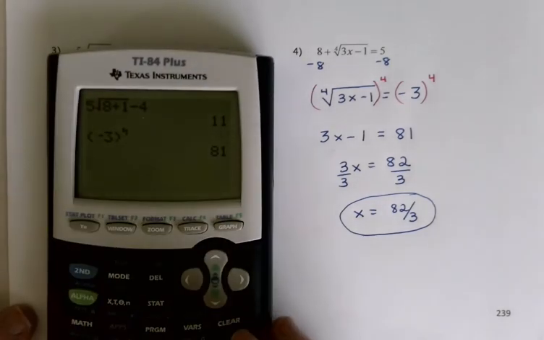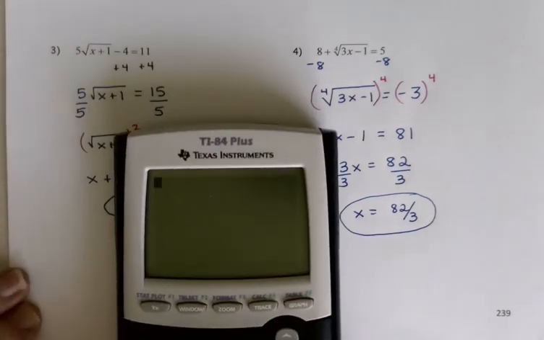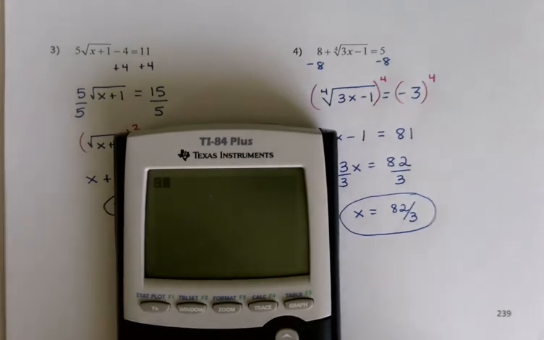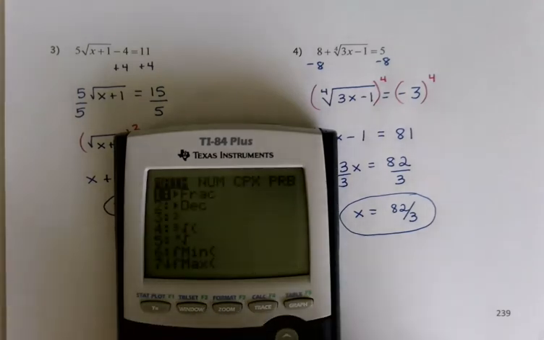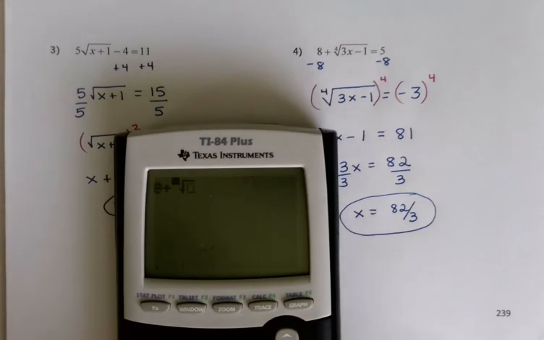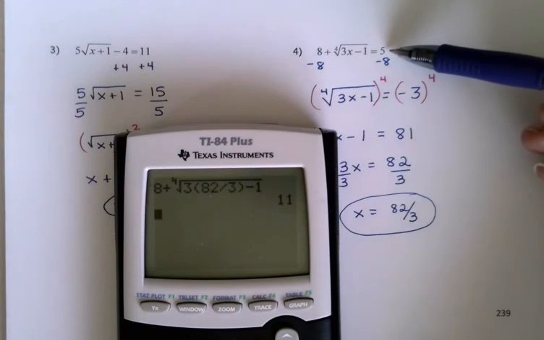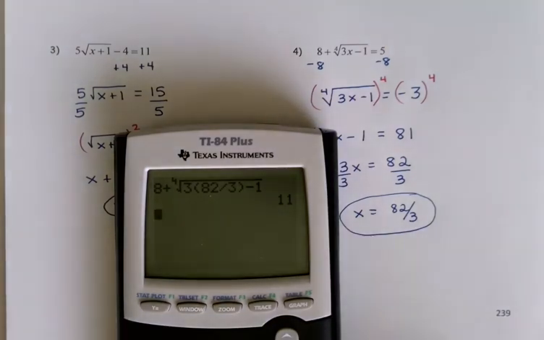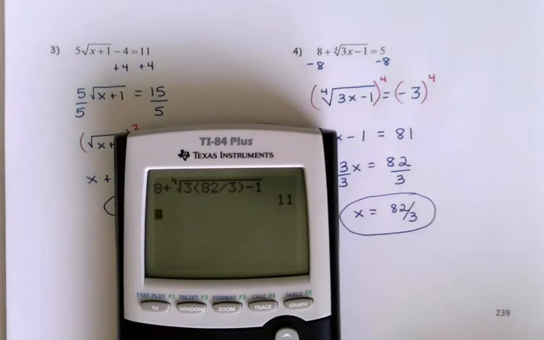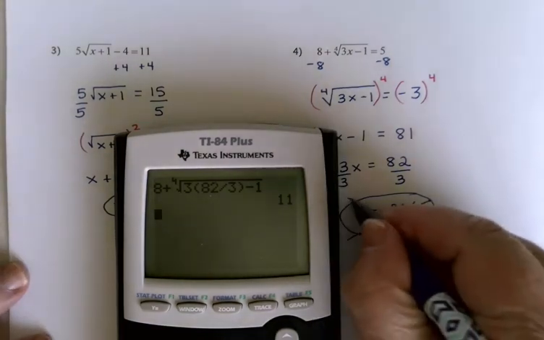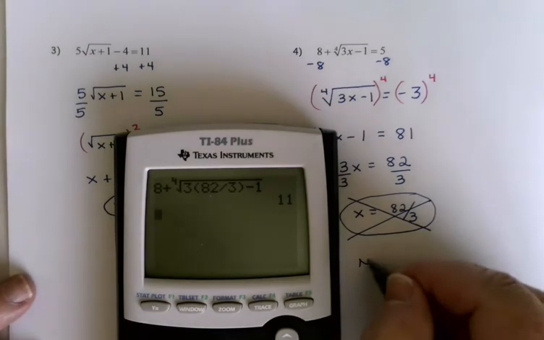And then I want to check this. So let's see here. I would like to take 8 plus the fourth root of 3 times 82 thirds minus 1. And notice I get 11, not 5, like I expected. So this is an example of an extraneous root. I didn't do anything wrong in the process, but I still got an answer that does not work. So I'm going to have to say this time, nope, didn't work out, and there is no solution.